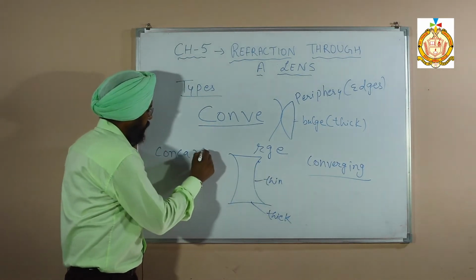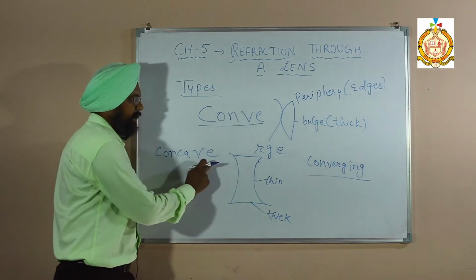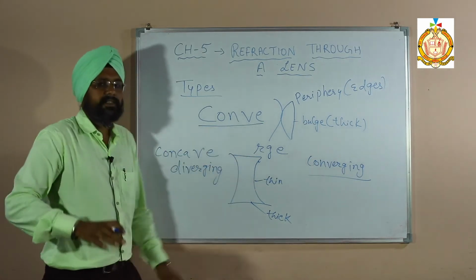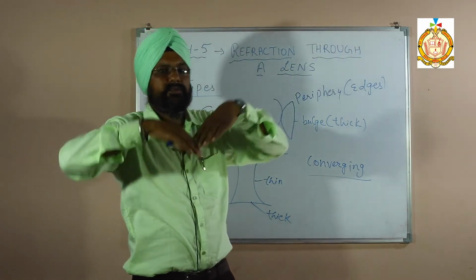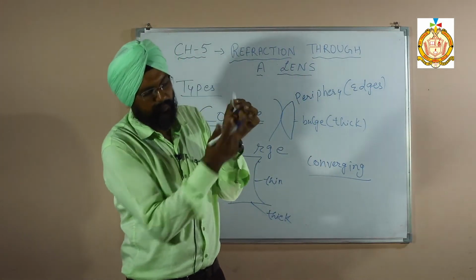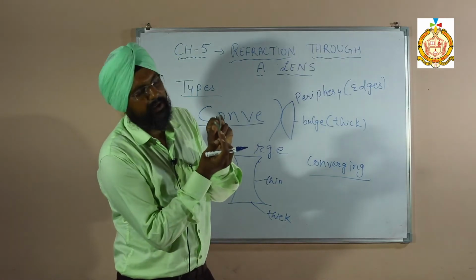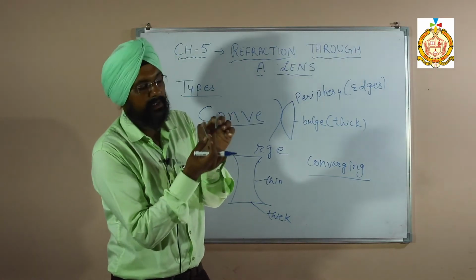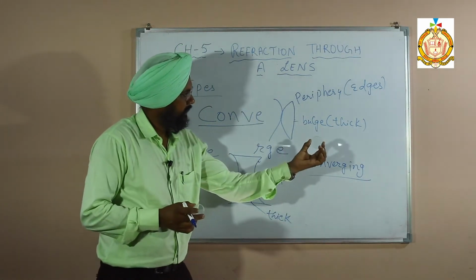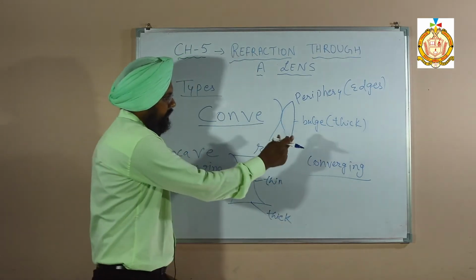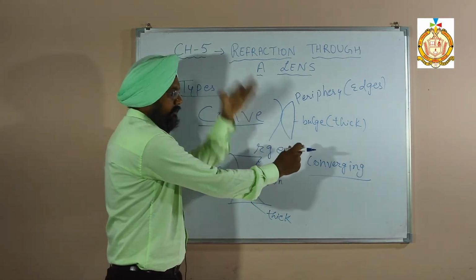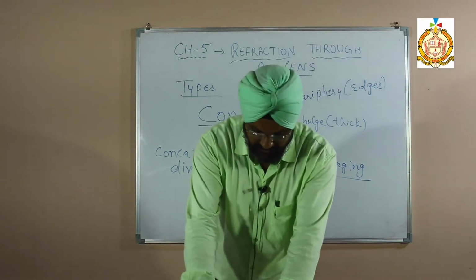Its another name is the diverging lens. Diverging means it diverges the rays, it sends the rays to the other side. This one is thick at the center and thin at the periphery, while this one is thin at the center and thick at the periphery. This convex lens converges the rays at this point, whereas the concave will not. It will just spread the rays in another direction.